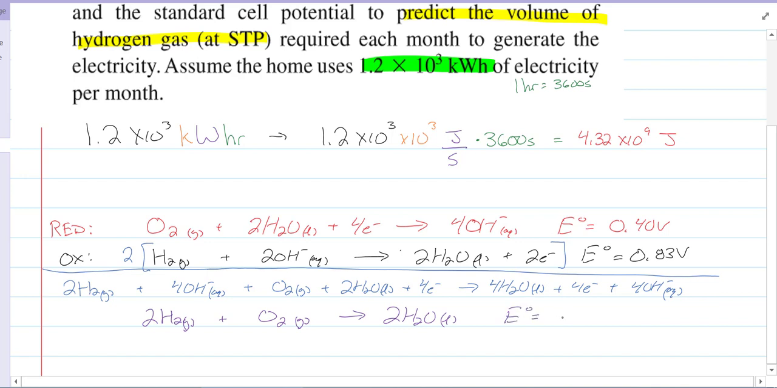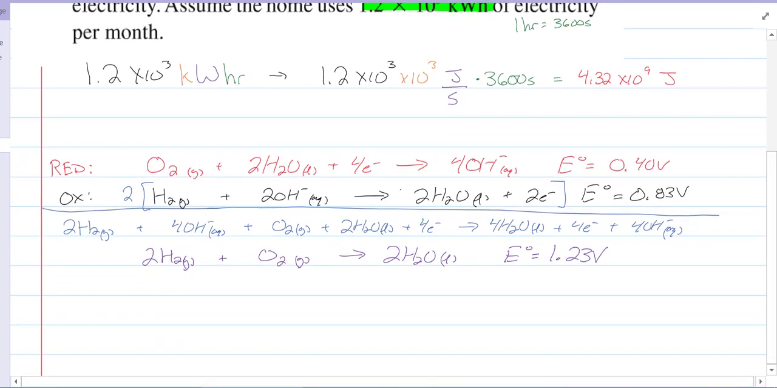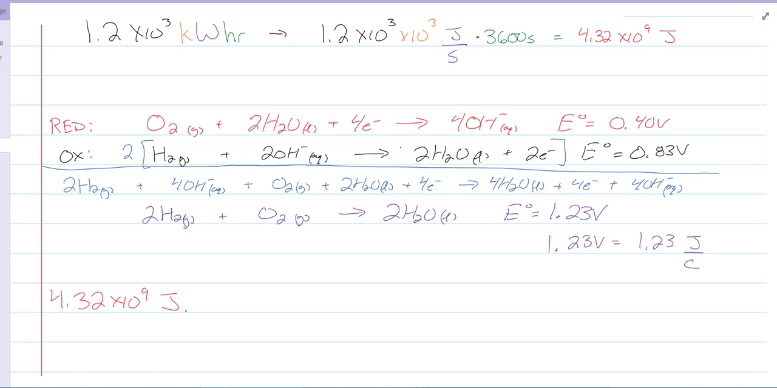And my standard redox potential would be 1.23 volts. So there is my redox reaction for my fuel cell. Now, the secret here is to remember that 1.23 volts is the same thing as 1.23 joules per coulomb. So I'm starting with 4.32 times 10 to the 9th joules. And when we multiply, I need joules on the bottom. Well, I can use 1.23 joules per 1 coulomb.